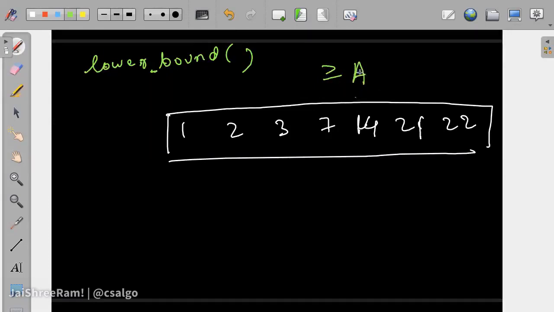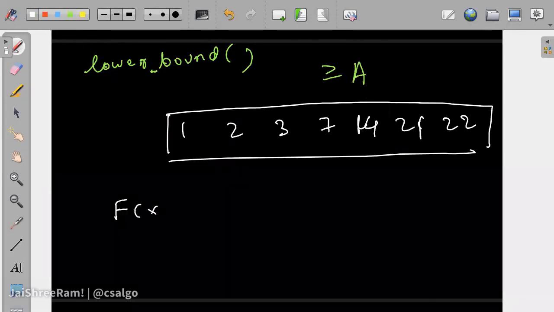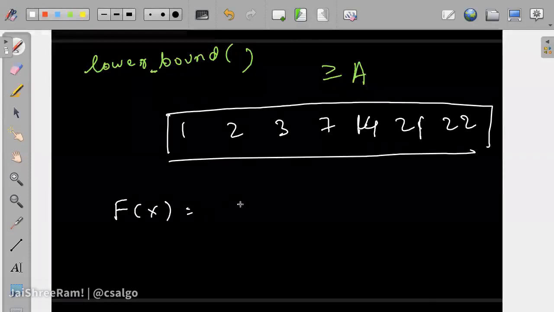How do we use this? I hope you all know by now that lower bound gives you the index or the iterator to the element which is greater than or equal to a in the array, right? So how do we design this using a binary search? What do we write as a check function? Can anybody please suggest on this one?